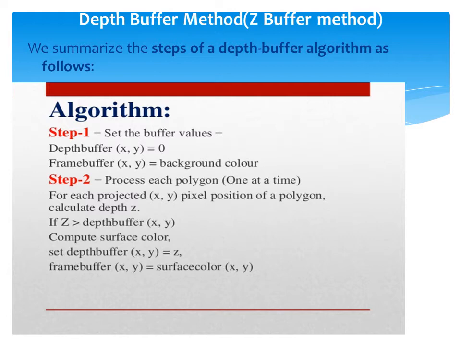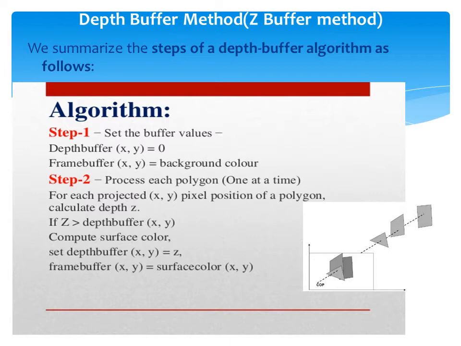This is the algorithm for the depth buffer method. The first step is to initialize the buffer values. The depth buffer is initialized to 0, and the frame buffer is initialized to the background color. The next step is to process each polygon one at a time. In this diagram there are three objects. We have to process one at a time. No need to bother about the processing order, but we have to process one at a time.